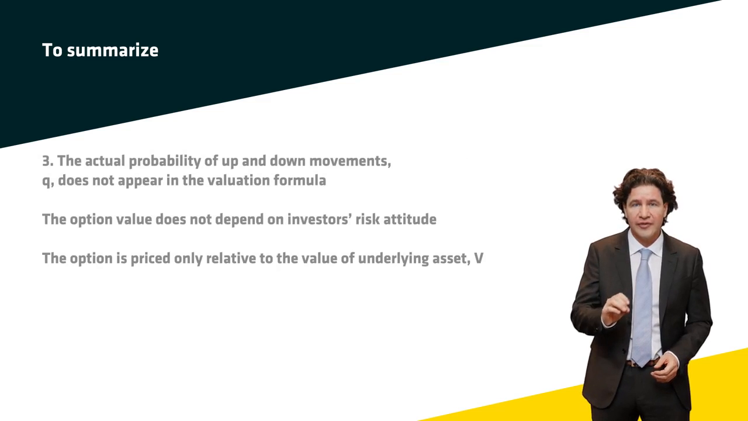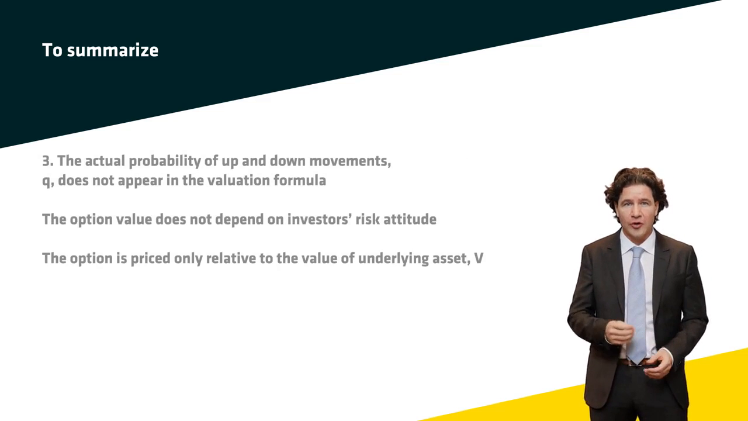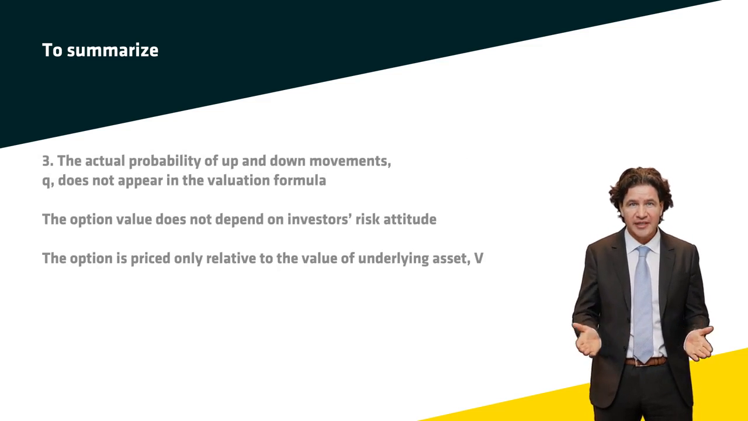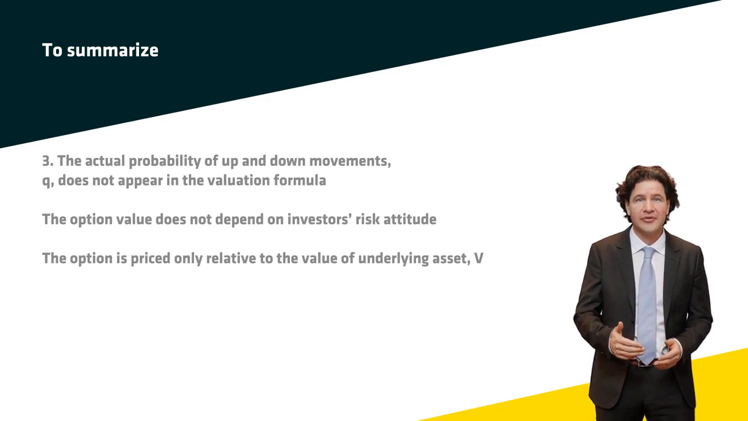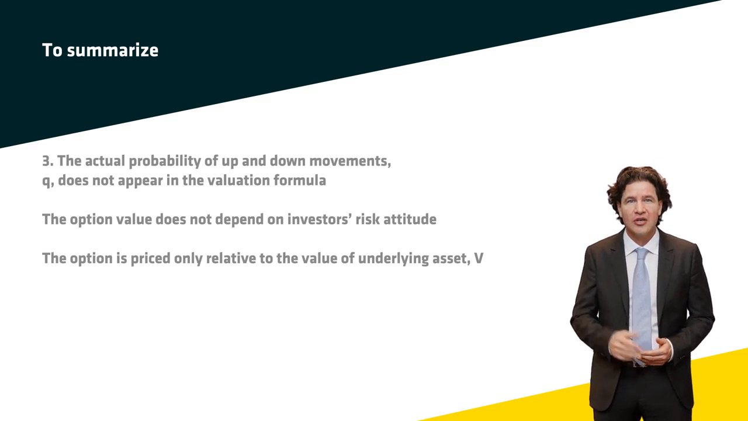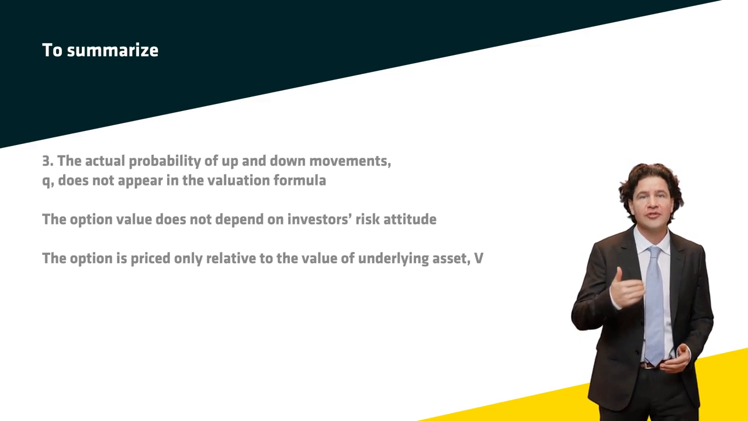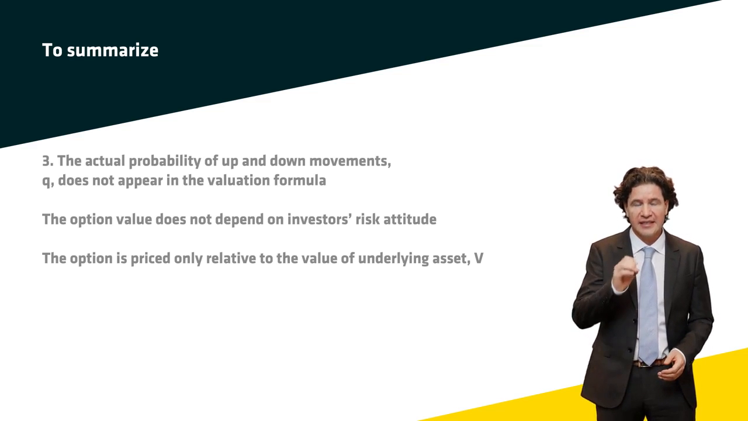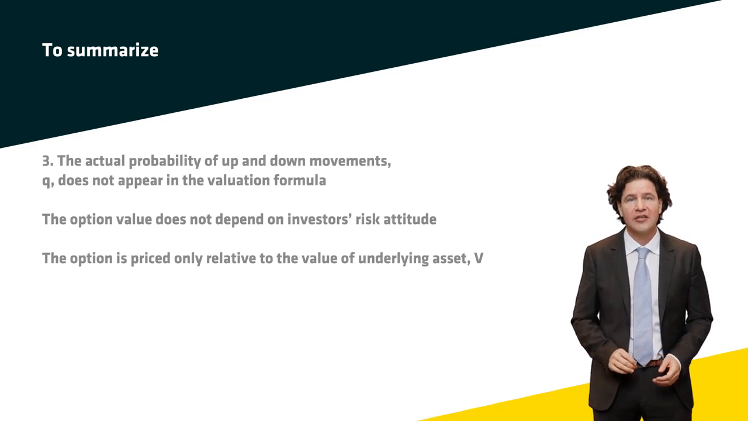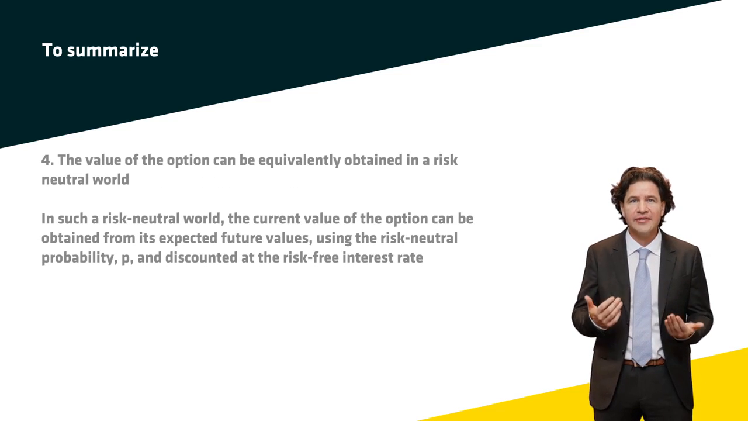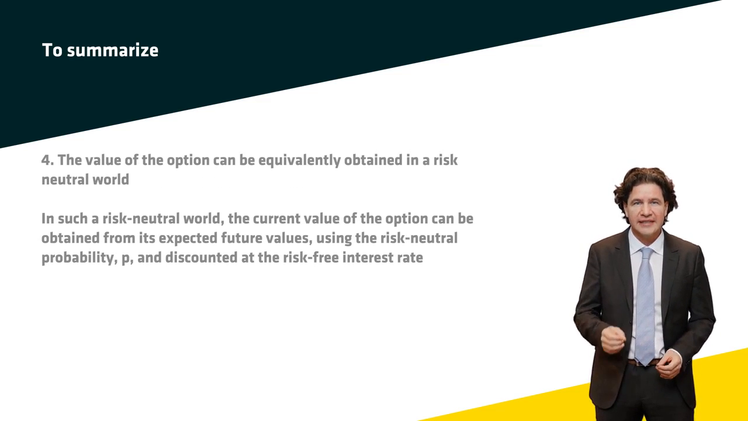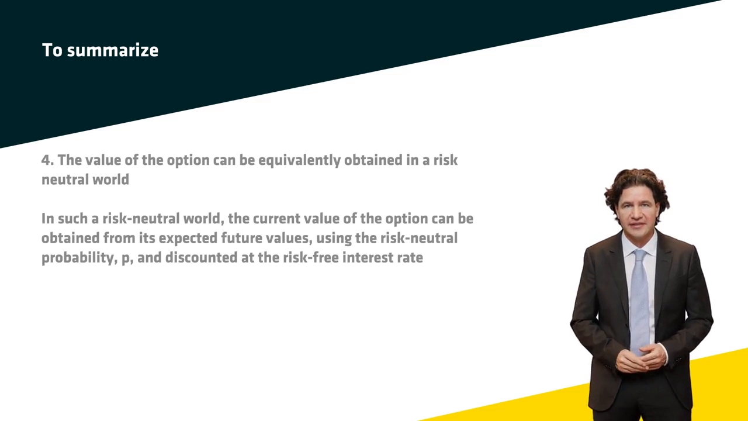The actual probability of up and down movements, Q, does not appear in the valuation formula. Moreover, the value of the option does not depend on the investor's attitude toward risk or on the characteristics of the assets. It's priced only relative to the underlying asset, V. And that's why we can squeeze risk out of the valuation formula. The value of the option can be equivalently obtained in a risk-neutral world, since it's independent of the risk preferences.